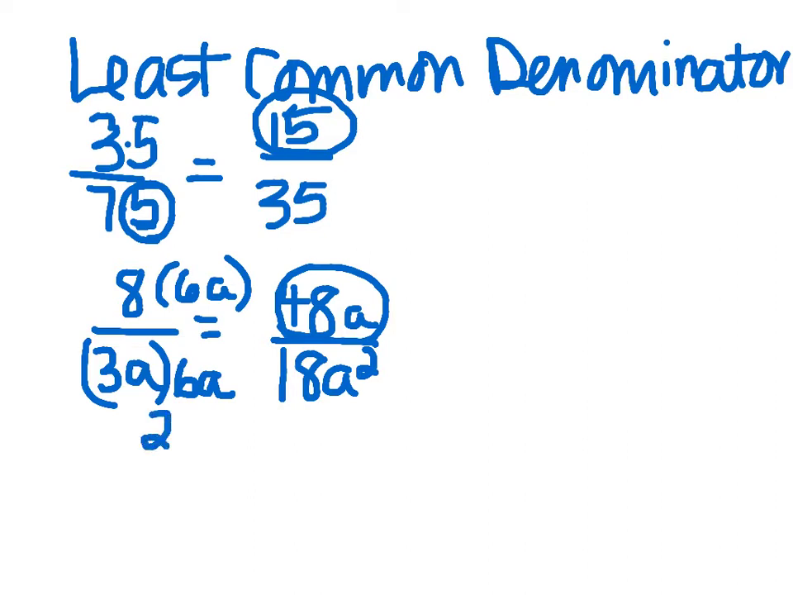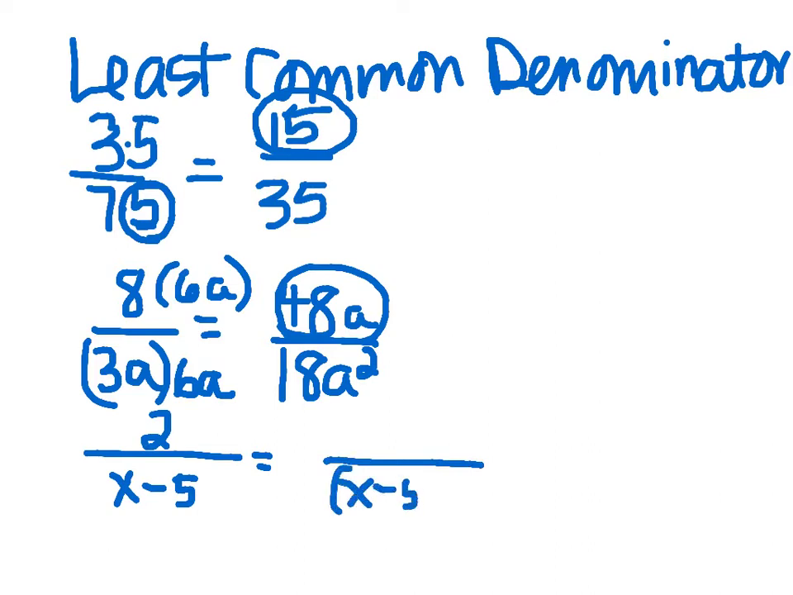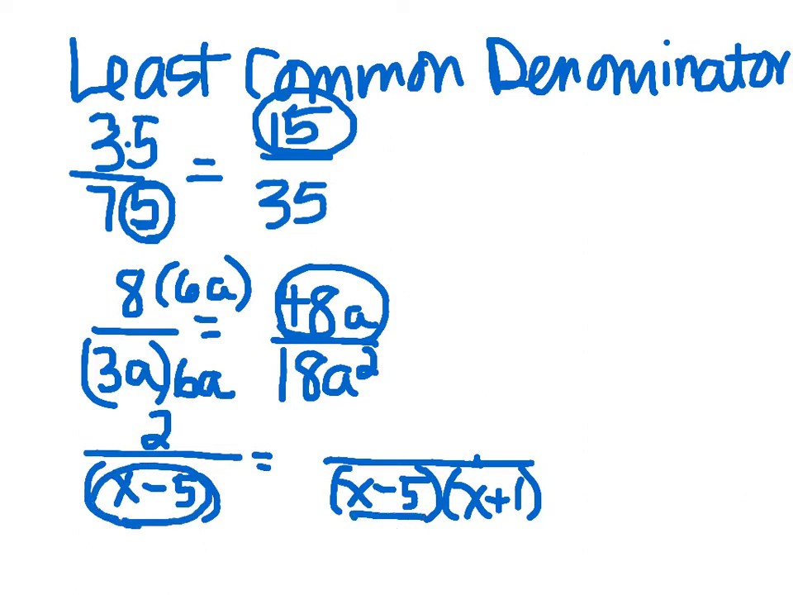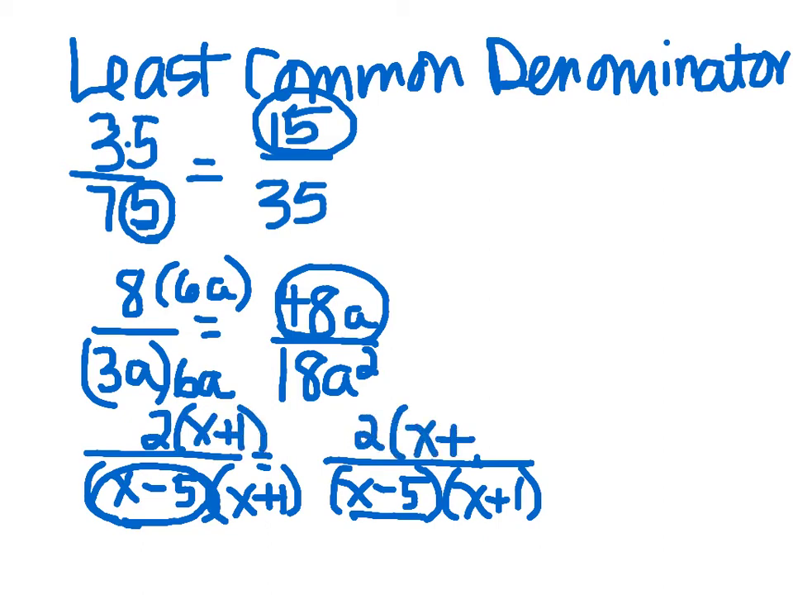The final initial example I'm going to do is if I say 2 over x minus 5 equals what over x minus 5 times x plus 1. Do remember to put your polynomials in parentheses. That way you can see that this whole factor is also shared over here in the denominator. So the only thing that's missing is x plus 1. So my new numerator is 2 times x plus 1. And you can just leave it in factored form. There's no reason to simplify at this point.